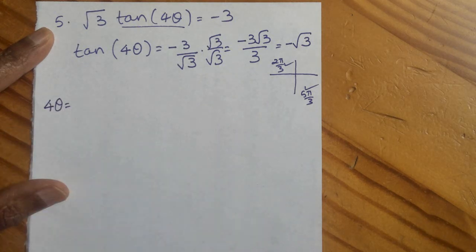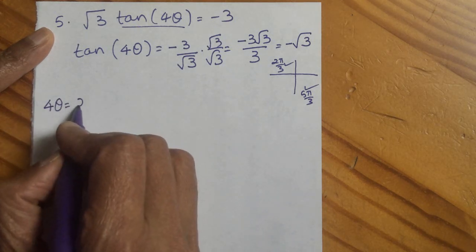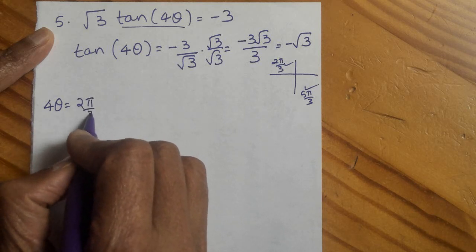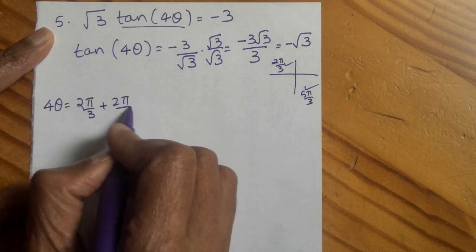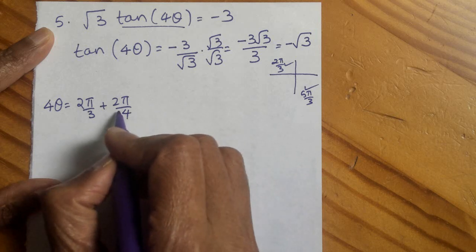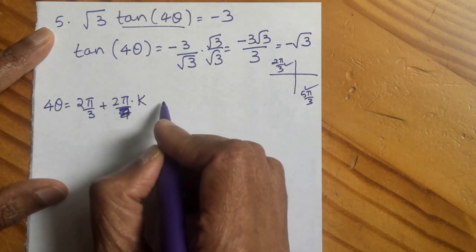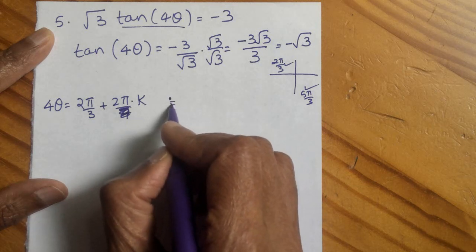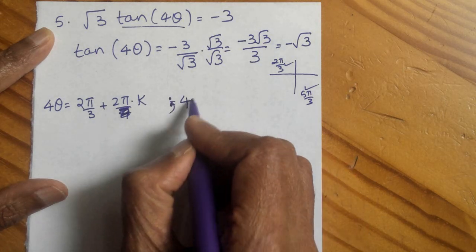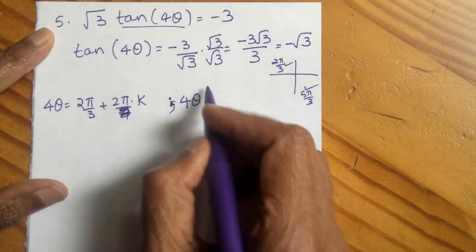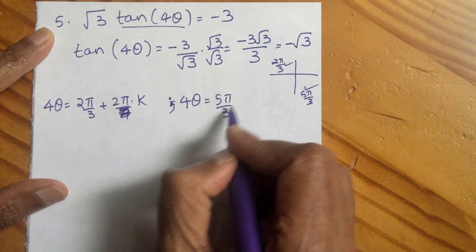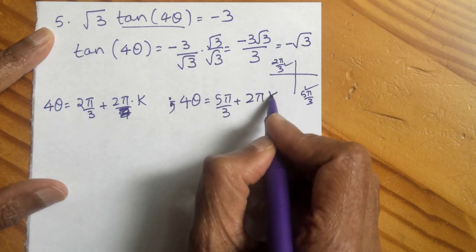The new thing that I have to do, because it's multi-angle, is add 2 pi k. So 4 theta equals 2 pi by 3 plus 2 pi k. I'm sorry, what did I say? I don't know what I'm writing. I was thinking of 4 theta ahead and I just wrote it down. Okay, and then 4 theta equals 5 pi by 3 plus 2 pi k.